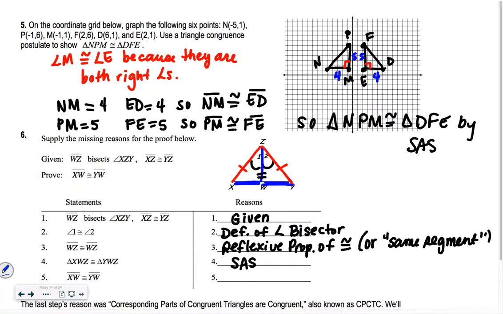Can you say that 10 times fast? Corresponding parts of congruent triangles are congruent. It's a mouthful. Will you guys try it? 1, 2, 3. Corresponding parts of congruent triangles are congruent. It's a tongue twister. You know what we write? CPCTC. So CPCTC, corresponding parts of congruent triangles are congruent.